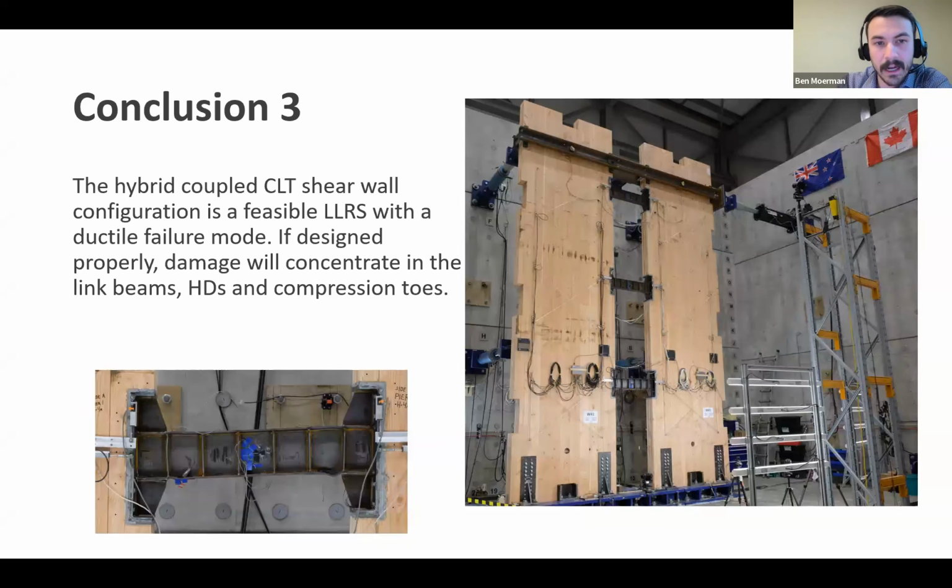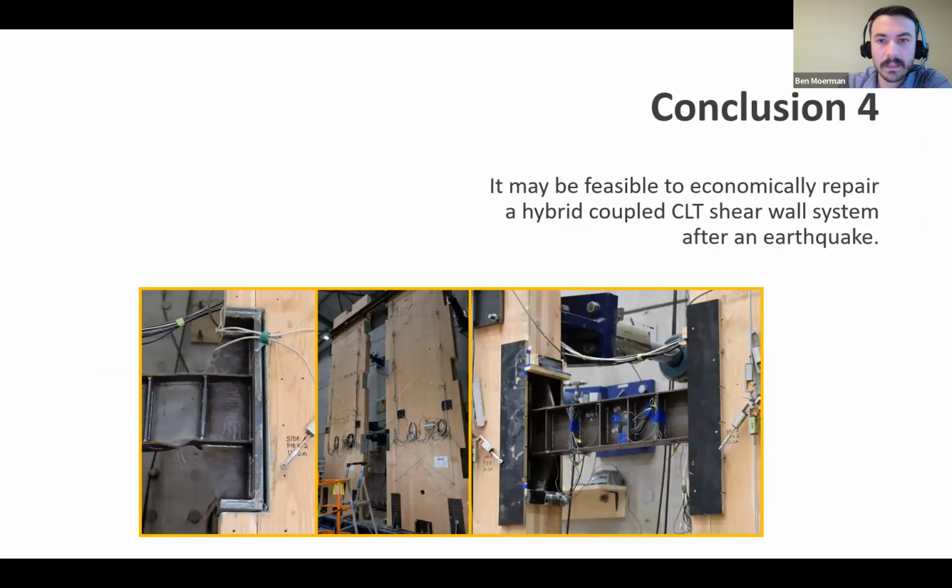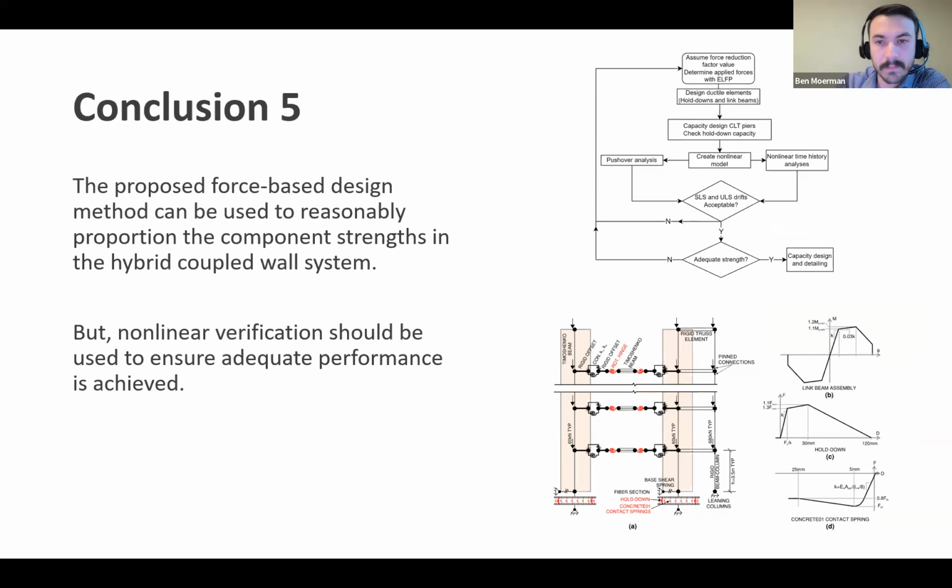Conclusion 3 is the hybrid coupled CLT shear wall configuration is a feasible lateral load resisting system with a very ductile failure mode. And if it's designed properly, then the damage will mainly concentrate in the link beams, as well as the hold downs and a bit in the compression toe. Conclusion 4 is it may be feasible to economically repair a coupled wall system after an earthquake. As I discussed, there's a few caveats with that.